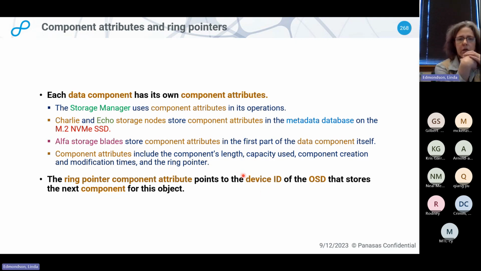These are things like the component's length, capacity used, the component creation and modification times, and the ring pointer, which points to the next component in the virtual object. It points to the device ID of that component.